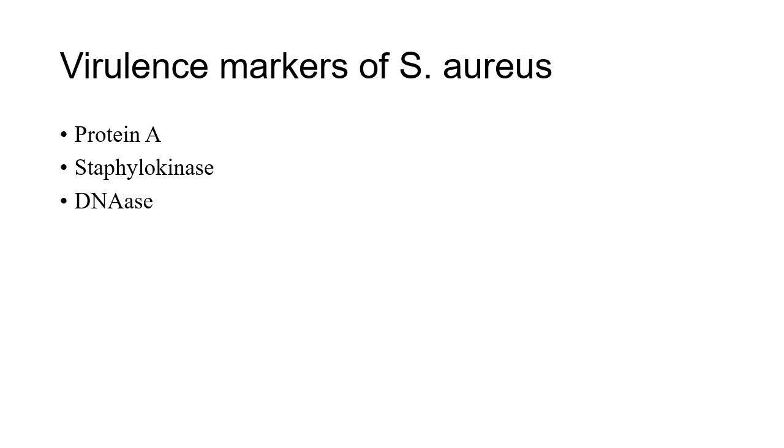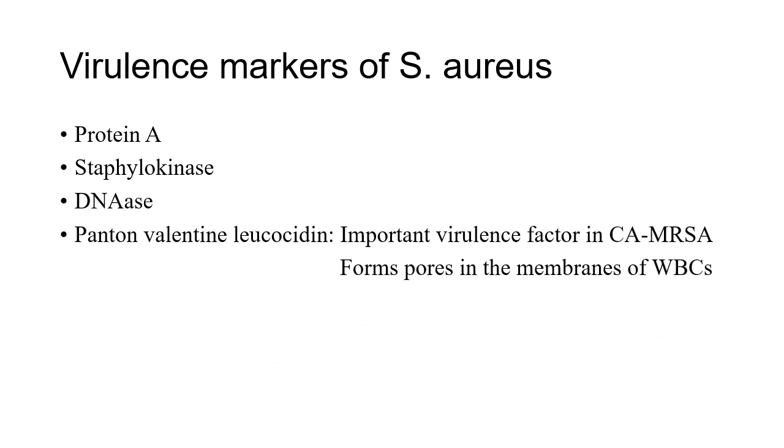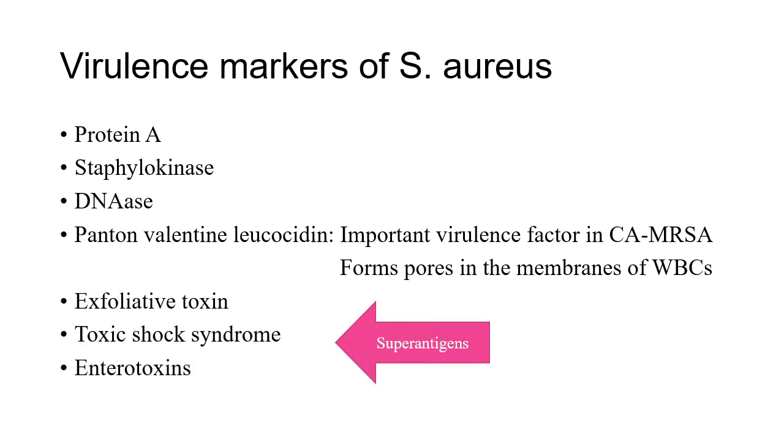DNase we've again discussed in terms of streptococci, the same function holds true. This bacteria also produces Panton-Valentine leukocidin, which is a leukocidin. It destroys, damages the WBCs. And so it's a very important virulence factor in an entity called community-acquired MRSA. And how does it work? It works by forming pores in the membranes of the WBCs.